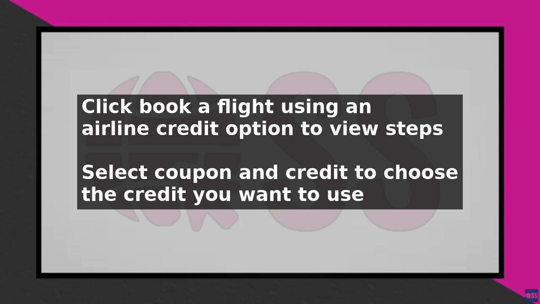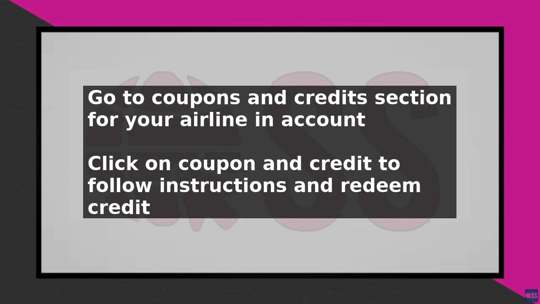Scroll down to the bottom of the page, where you'll find a Use an Expedia Coupon button under the Help section. Click on this button, and a new page will open with a Book a Flight using an airline credit option. Select this option to view the steps on how to use your airline credit.